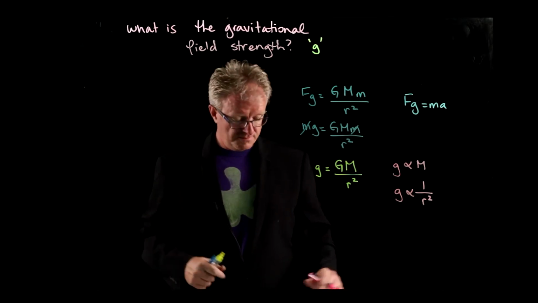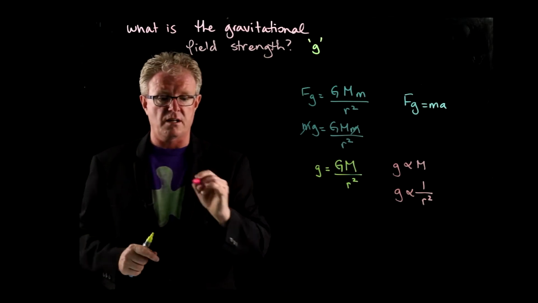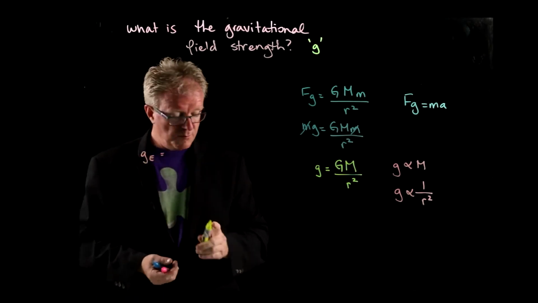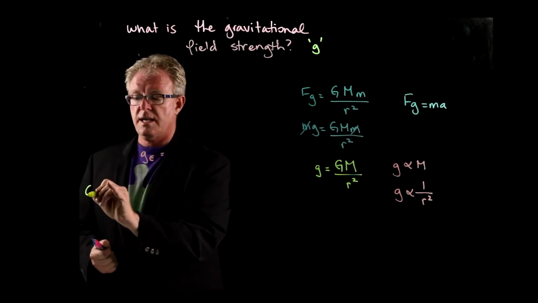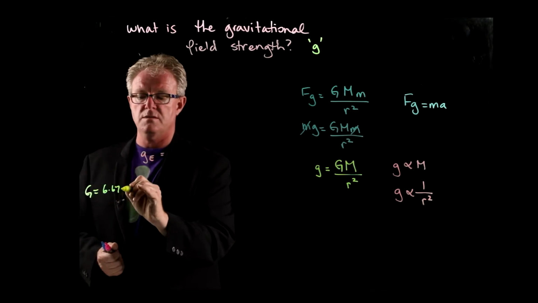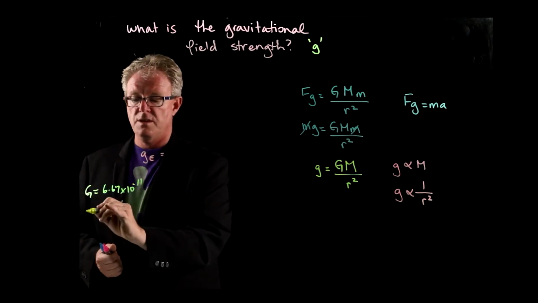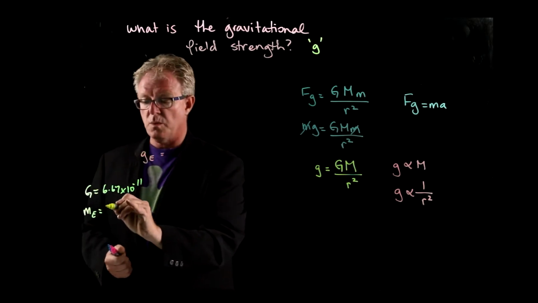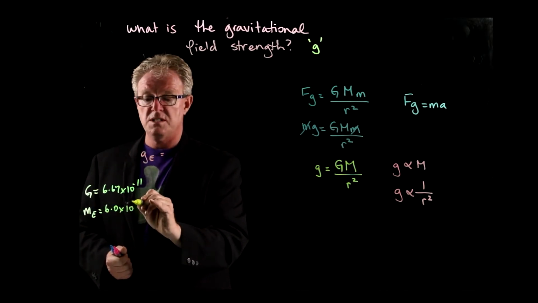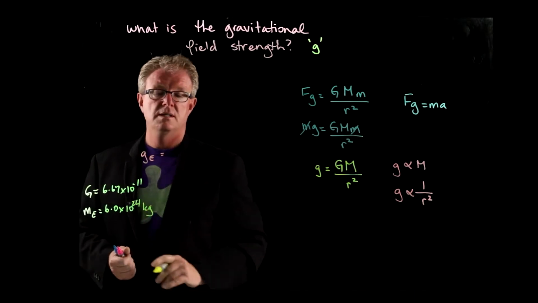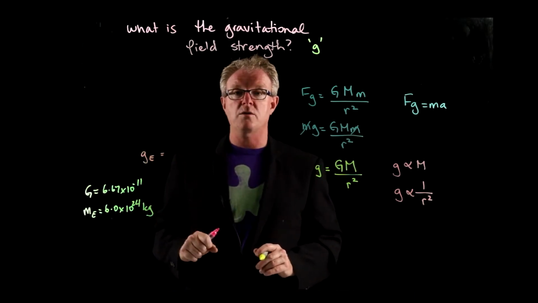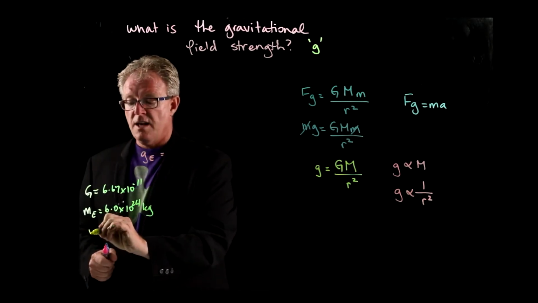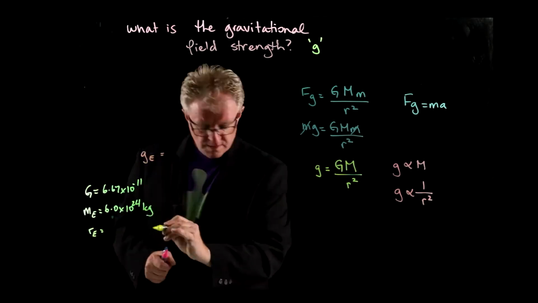Let's do a calculation for Earth. So g for Earth, we put some values in. We know that capital G is 6.67 times 10 to the minus 11. Well, what is the mass of the Earth? Well, we're going to say 6.0 times 10 to the 24 kilograms. Sometimes it'll be a little bit more accurate than that, or 5.89 or 5.9. We're going to use 6. And what is the radius of the Earth?